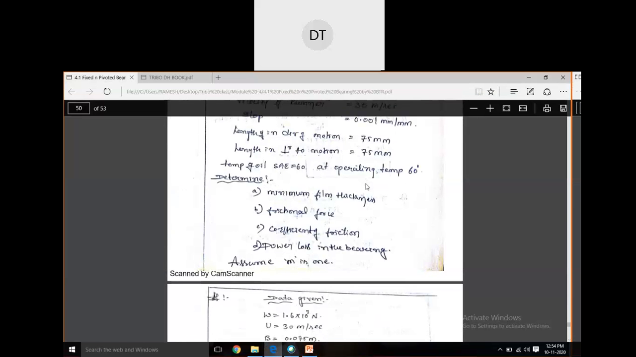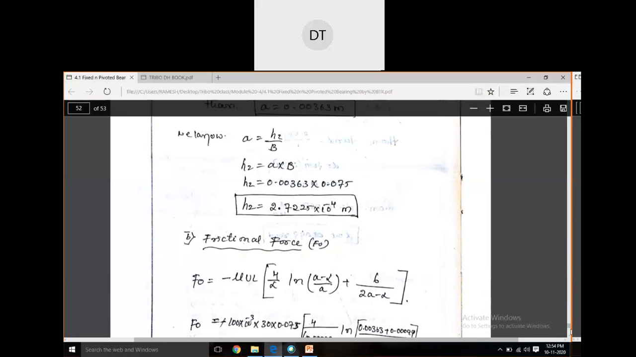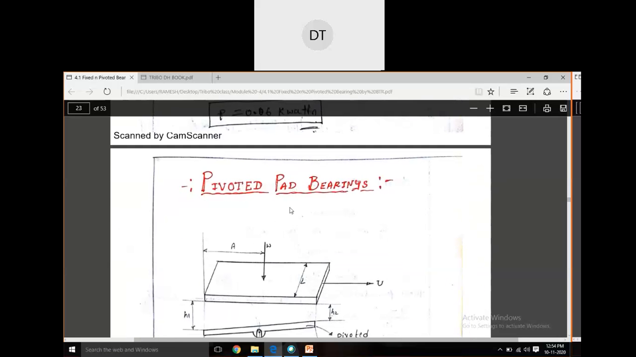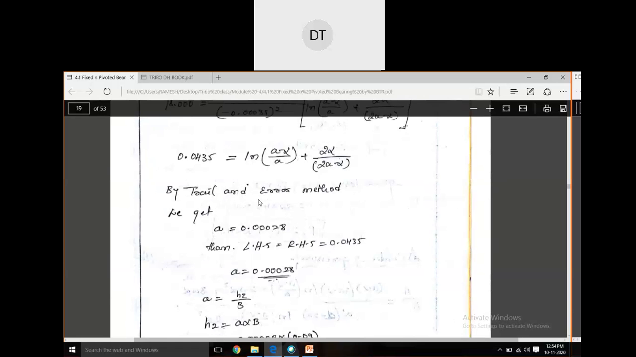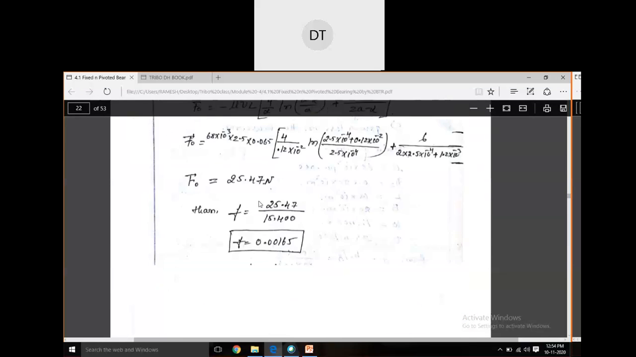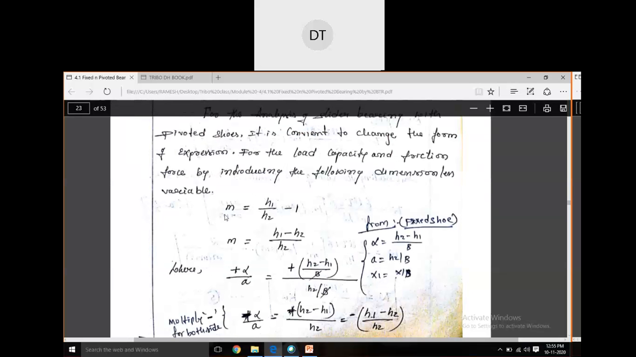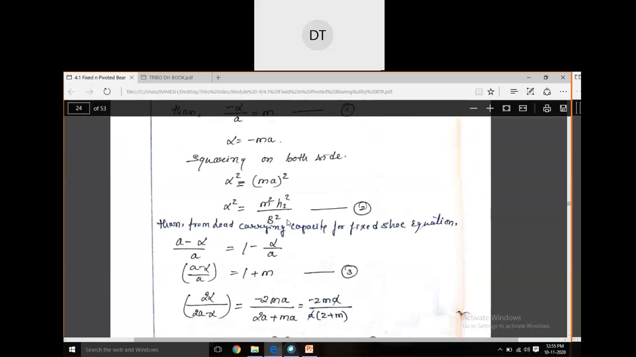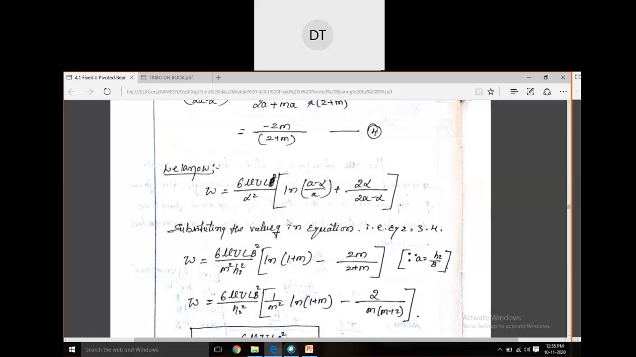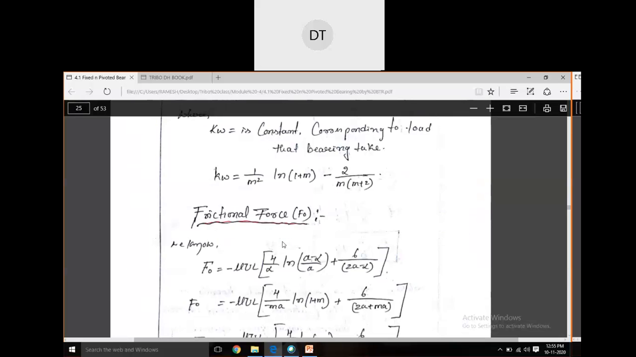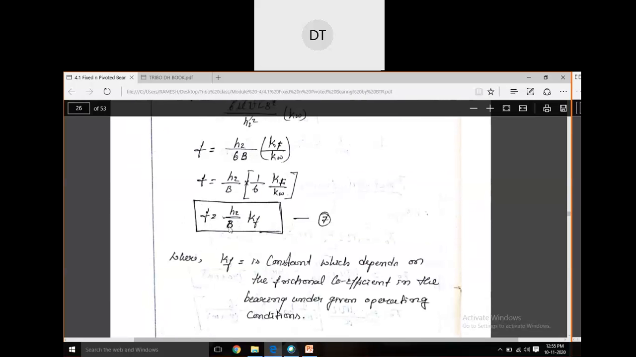See, this is the notes. In the notes, I clearly derived the pivoted pad bearing, which clearly depends on the fixed shoes bearing. Whatever derivations and equations we derived, based on those equations, we just replace the term m. We just replace alpha in terms of m. Here there is no derivation. Actually, we just replace the term alpha by m and simplify. You will get W, load carrying capacity, frictional force, as well as coefficient of friction.